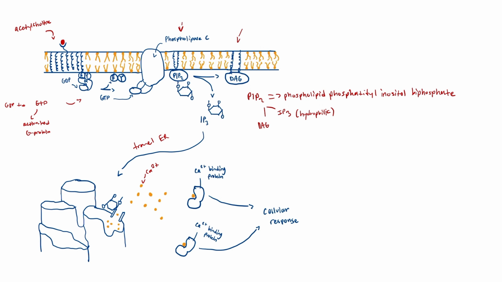So your calcium binding proteins, I have them drawn here. These can be anything like calmodulin. They can be PKC. They can be things like that. And so from there, it's going to lead to your cellular response. So ultimately, your calcium ions that were released and your DAG that was stuck in the membrane, these indirectly and directly phosphorylate and activate your target proteins.